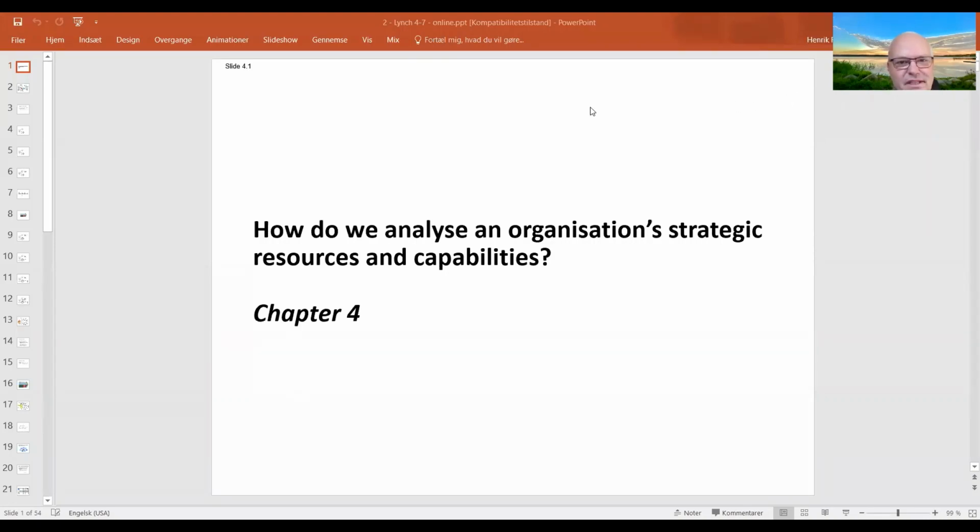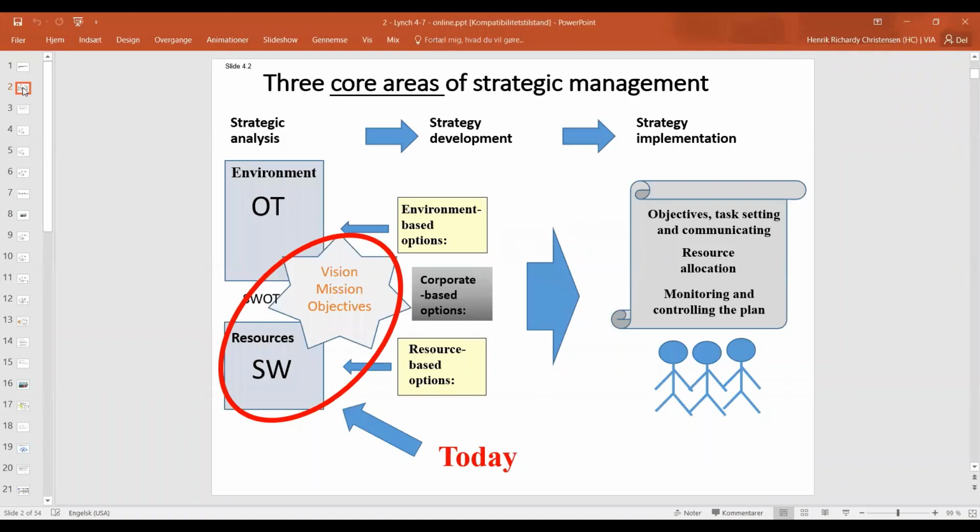Okay, so today's lecture is about how we analyze an organization's strategic resources and capabilities. Now, I would like us to take a look back to last week, where we developed the core areas of strategic management. And as we remember, we had strategic analysis leading on to strategy development, taking us to the implementation part.